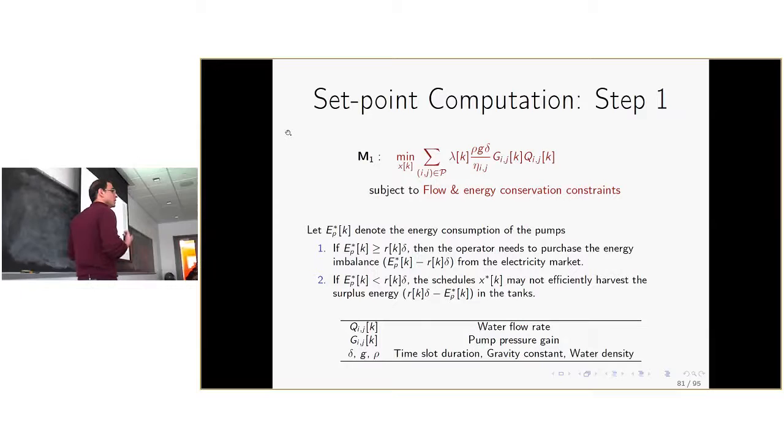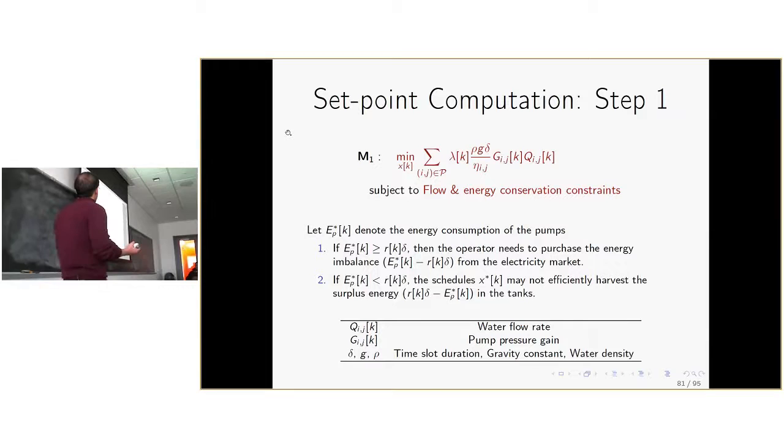So basically, we minimize the cost of energy at time slot Q. We compute a solution to this problem, and then we compute the energy consumption of the pumps based on this solution. Now, two cases can be considered. Either this computed energy is greater than the received energy from the grid operator, which means we need to purchase the difference, the imbalance, from the energy market.